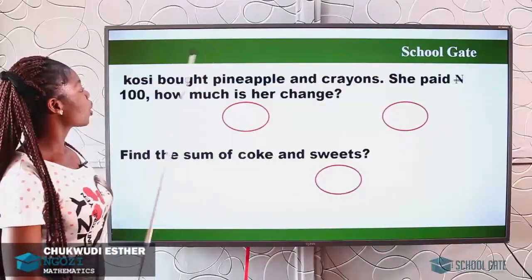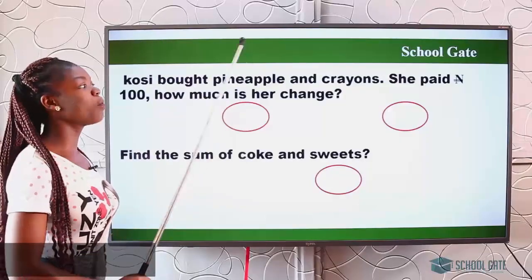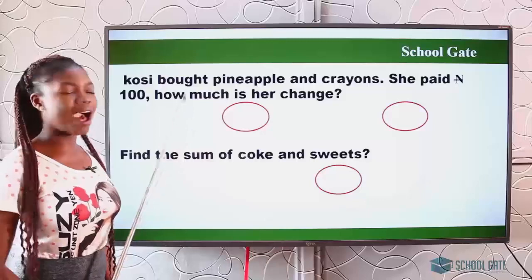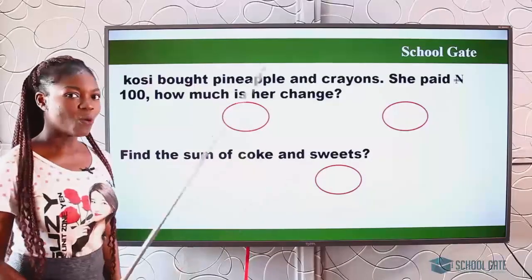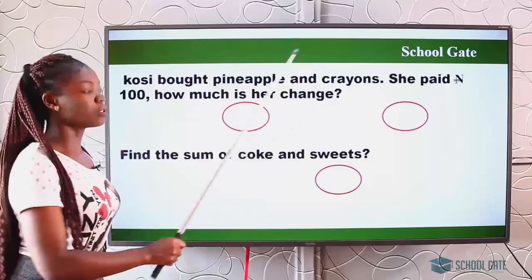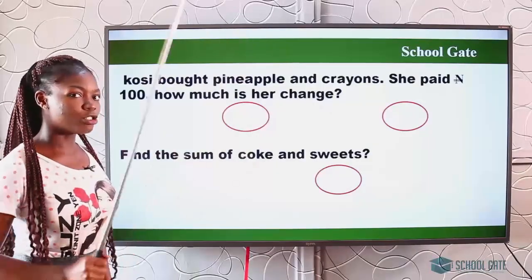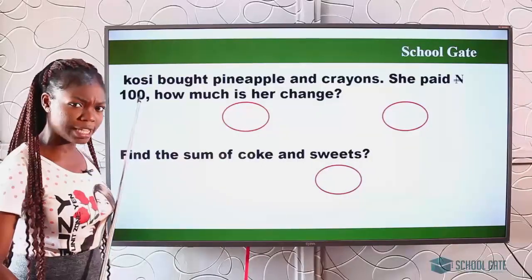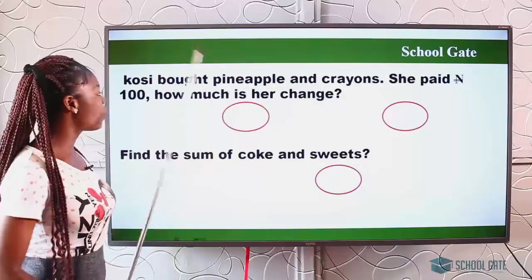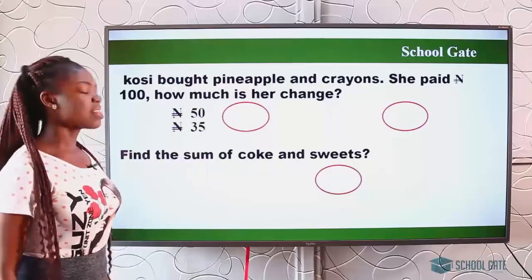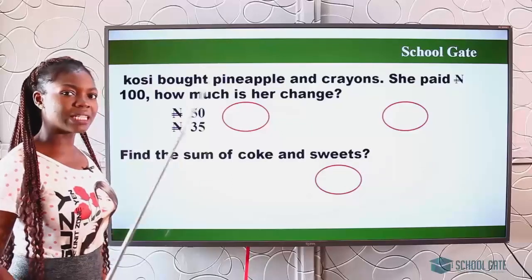All right. Kosi bought pineapple and crayons. She paid 100 naira. How much is her change? What do you do first? You add the cost of this and this together. Then you subtract the answer from your 100 naira. Are you following, kids? Okay. Pineapple is how much? 50 naira. And then the crayons is how much? 35 naira. So let's add it together.